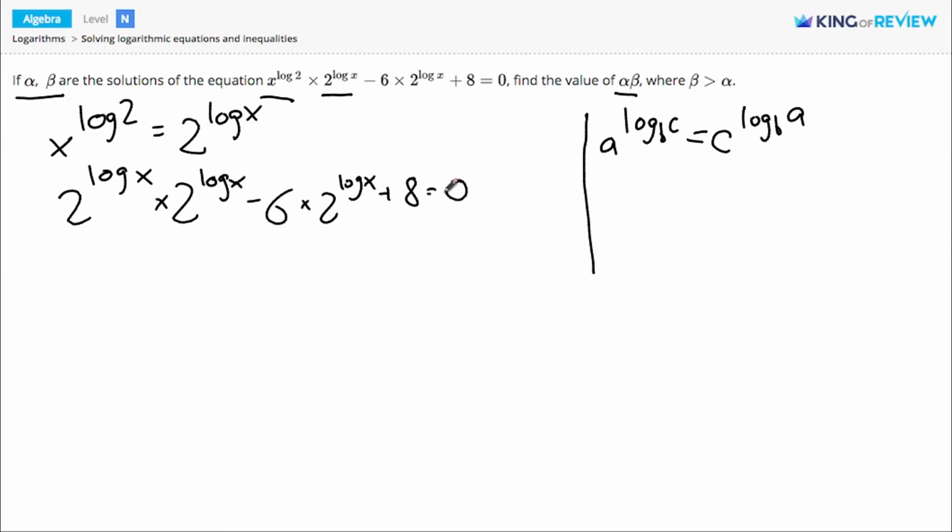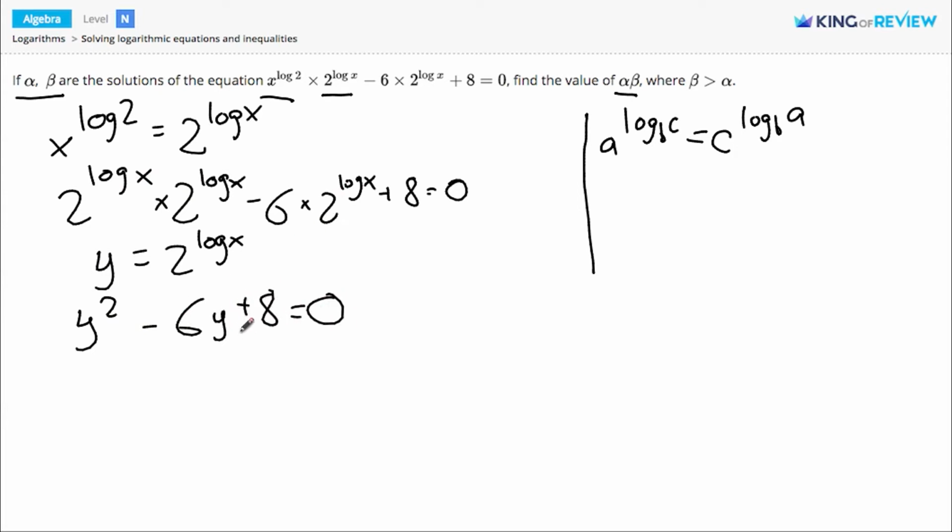Now since there's so many 2 to the log of x's in this problem, it'd be nice to introduce a variable y that equals 2 to the log of x, so that I can replace that term with a y wherever I see it. I'll have y times y, which is y squared, minus 6 times y plus 8 equals 0. This is a simple quadratic equation that I can solve by factoring.